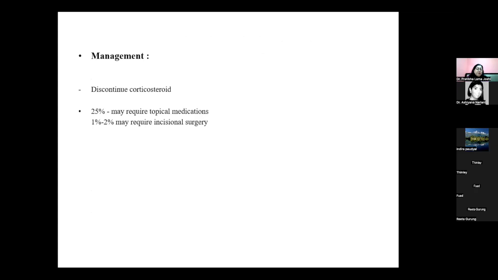In steroid-induced glaucoma, management will be to discontinue the corticosteroids. In many patients, it works, but 25% may require topical medications to control the intraocular pressure, and 1 to 2% of people may require incisional surgery.